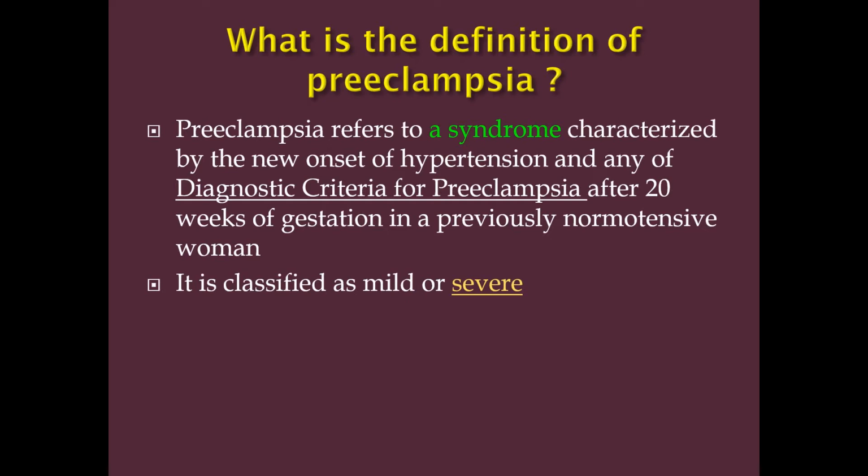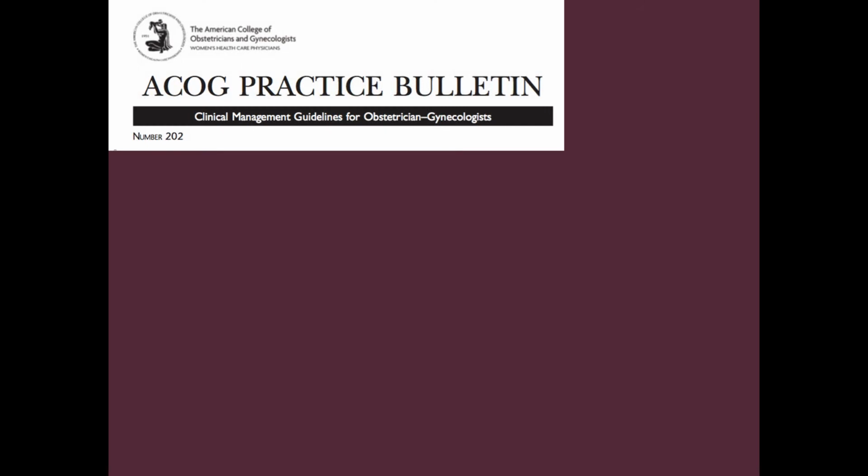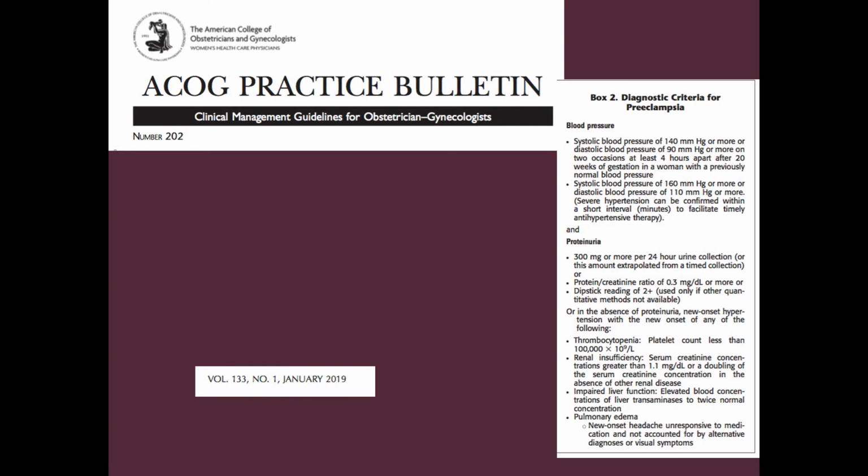Now we are going to talk about the diagnostic criteria for preeclampsia in addition to high blood pressure. Pause for a second and answer the question. The American College of Obstetrics and Gynecology produced a clinical management guideline in January 2019, and this guideline gives the diagnostic criteria of preeclampsia, which we are going to explain now.